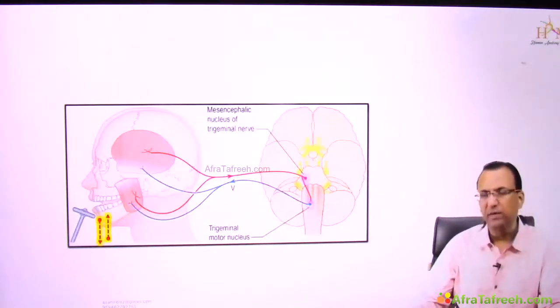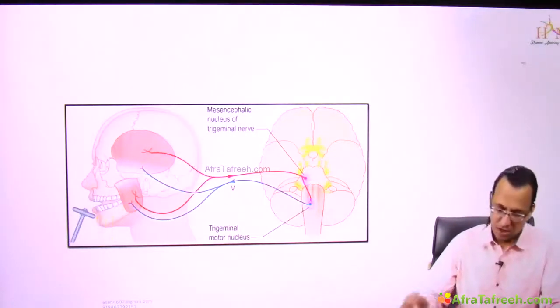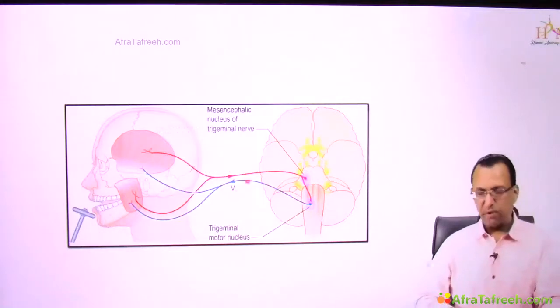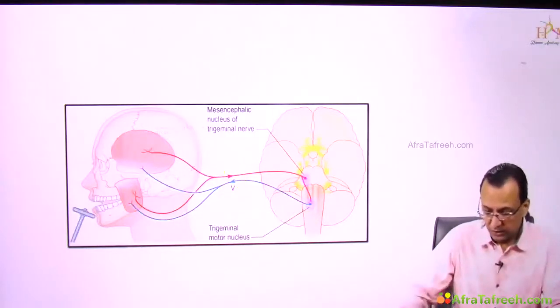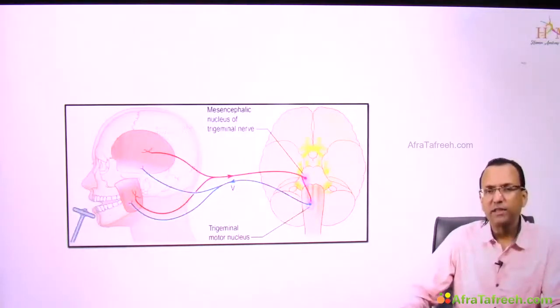Yes, it's the masseter reflex, the jaw jerk. Which nerve is involved? We have already told, it is the mandibular nerve branch of trigeminal. It is not only motor but also sensory in nature. This is the jaw jerk or masseter reflex.